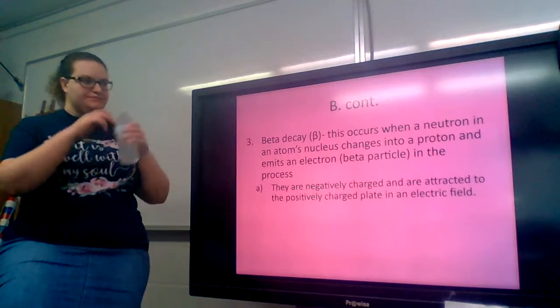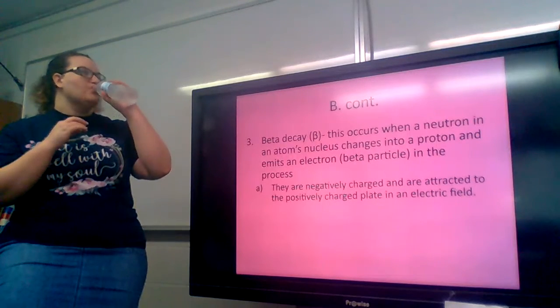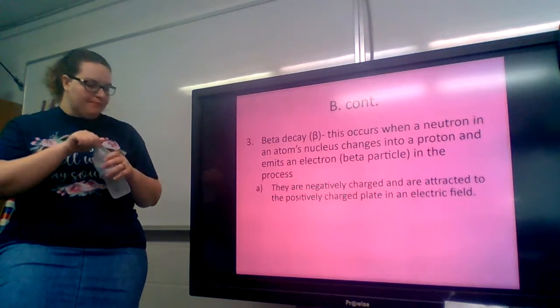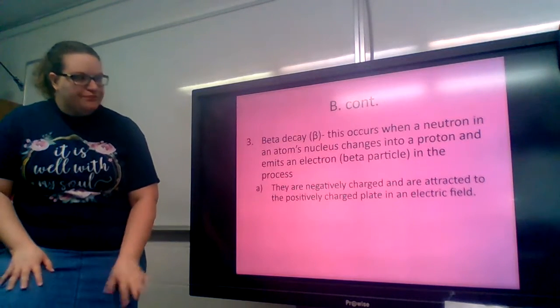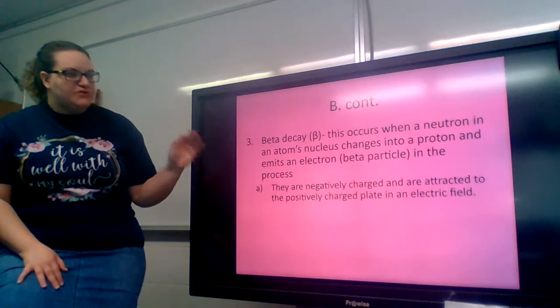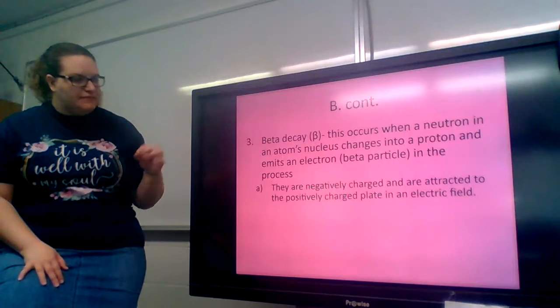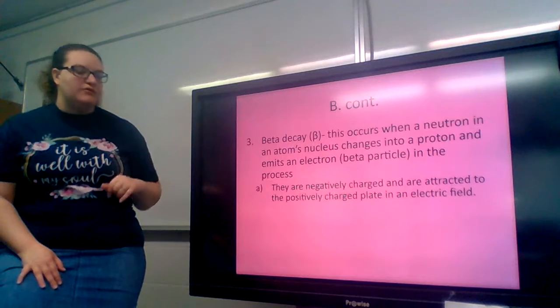Beta decay. This occurs when a neutron in an atom's nucleus changes into a proton and emits an electron, a beta particle, in the process.